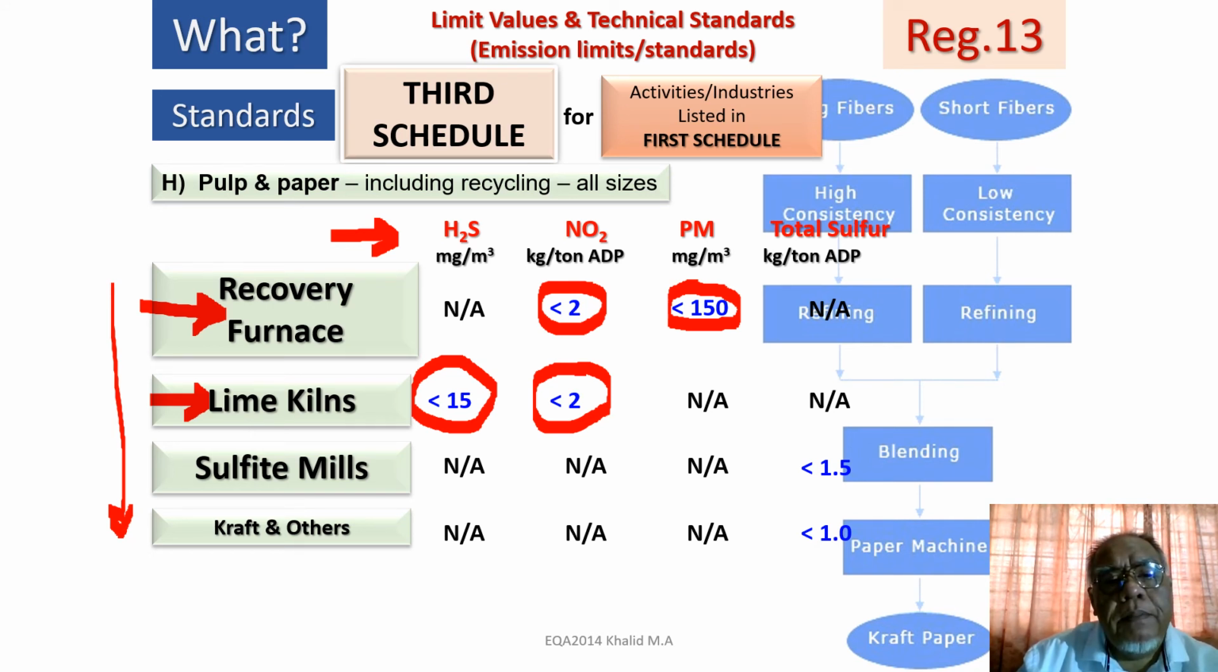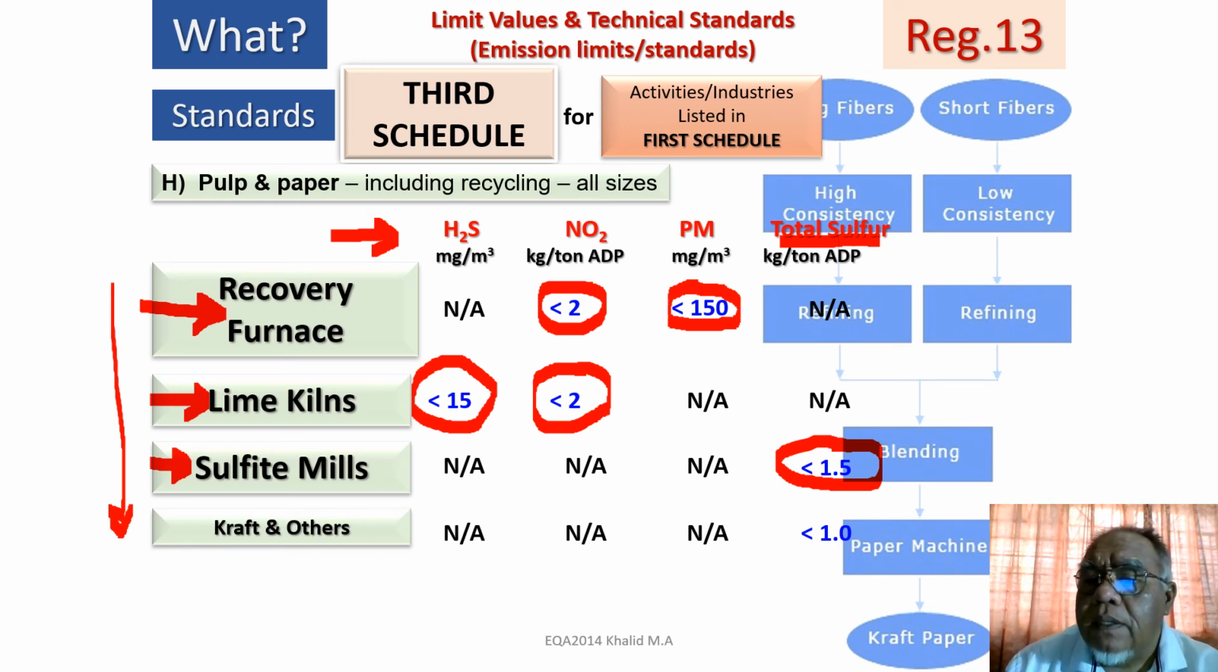Now let's take a look at sulfite mills. Don't ask me what a sulfite mill is in detail. I'm not the expert in this industry. You have to ask your colleagues who are from pulp and paper. Look, 1.5 is the limit for what parameter? Total sulfur. Only one parameter for sulfite mills. And for Kraft and others, what parameter? Total sulfur. It could be in the form of sulfur dioxide or sulfur trioxide. You ask the chemist how that is calculated, but the law says it shall be less than 1.0 kilogram for every ton of air-dried pulp being processed.